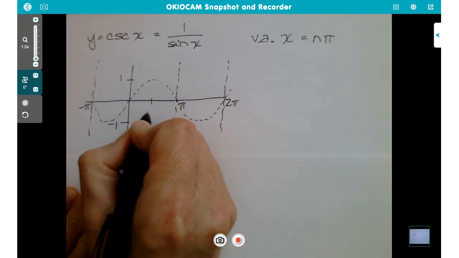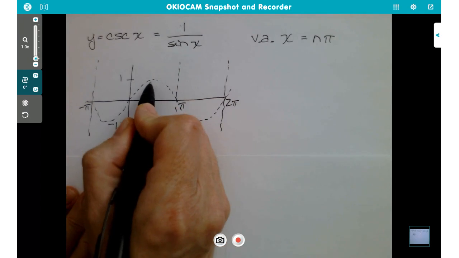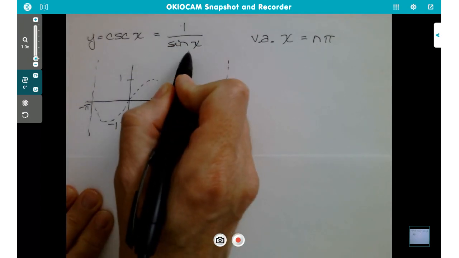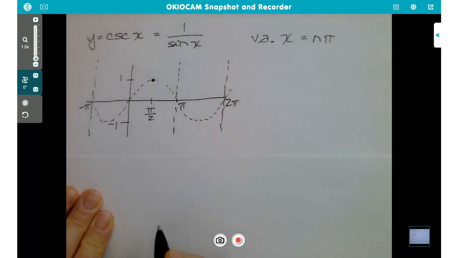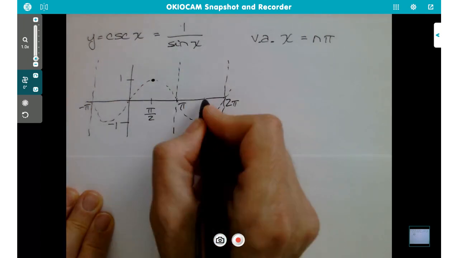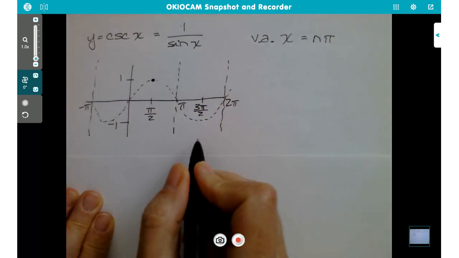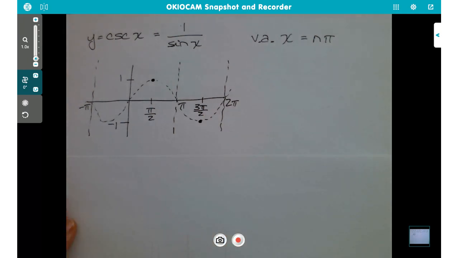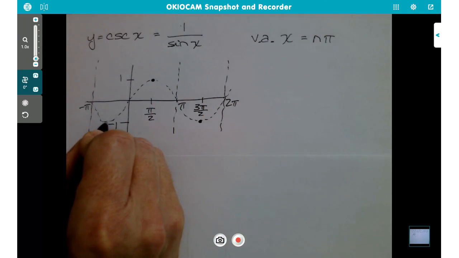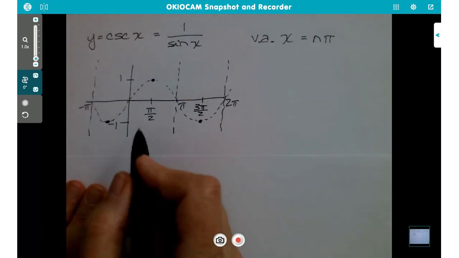At x equals pi over 2, sine of pi over 2 is 1. 1 over the sine of pi over 2, 1 over 1, also 1. So I'm going to have a point on the graph right there at 1. At 3 pi over 2, sine of 3 pi over 2 is negative 1. The reciprocal of negative 1 is negative 1, so I'm going to have a point there. Same thing over here at negative pi over 2. And then we're going to think about what happens next.